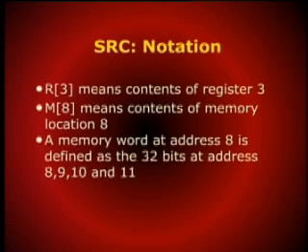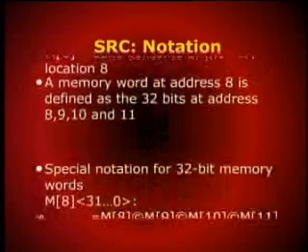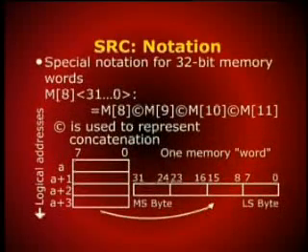A memory word at address 8 is defined as the 32 bits at addresses 8, 9, 10, and 11. That would mean the 4 bytes together. The notation further explains the big endian concept, which we said the memory is utilized to store the data. On the left-hand side, we have indicated from the top the address A, then the next one is A plus 1, A plus 2, and A plus 3.